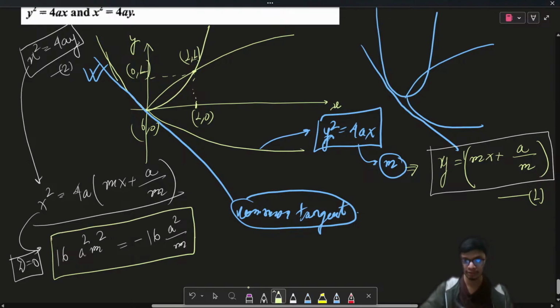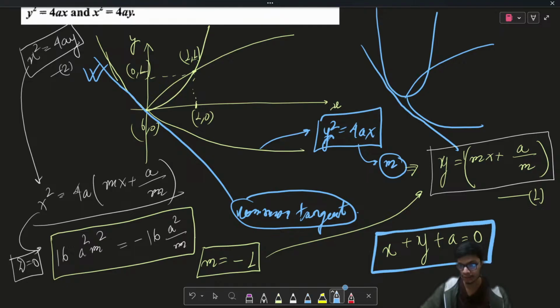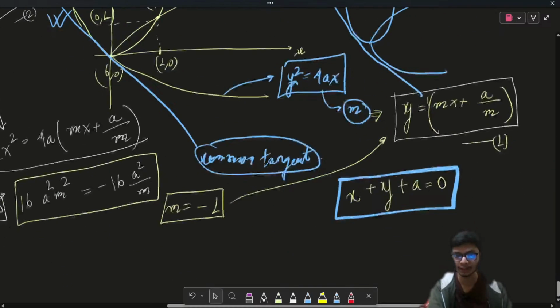This is the expression for discriminant equal to 0, and if I solve it further, what I obtain is that the value of the slope of this common tangent turns out to be minus 1. Therefore I can easily write the equation of the common tangent by putting m is equal to minus 1. That comes out as x plus y plus a is equal to 0. So this is how the equation of the common tangent looks.